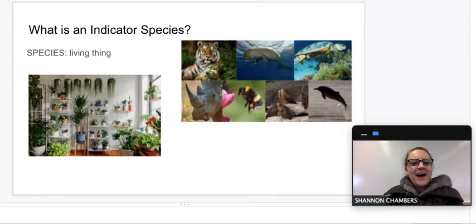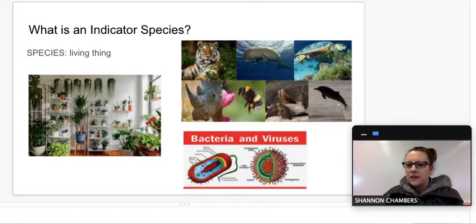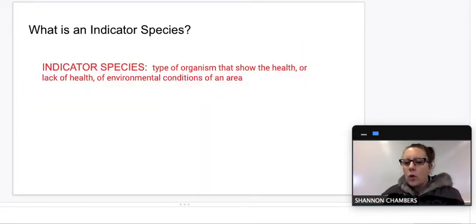But yes, it can be an animal, it can be a plant, it can even be a bacteria or a virus. There are some indicator species that are bacteria and viruses, and they indicate the quality of what's happening in that area if there's a lot of bacteria or viruses. So an indicator species is a type of organism that shows the health, or maybe even the lack of health, of the environmental conditions in an area.